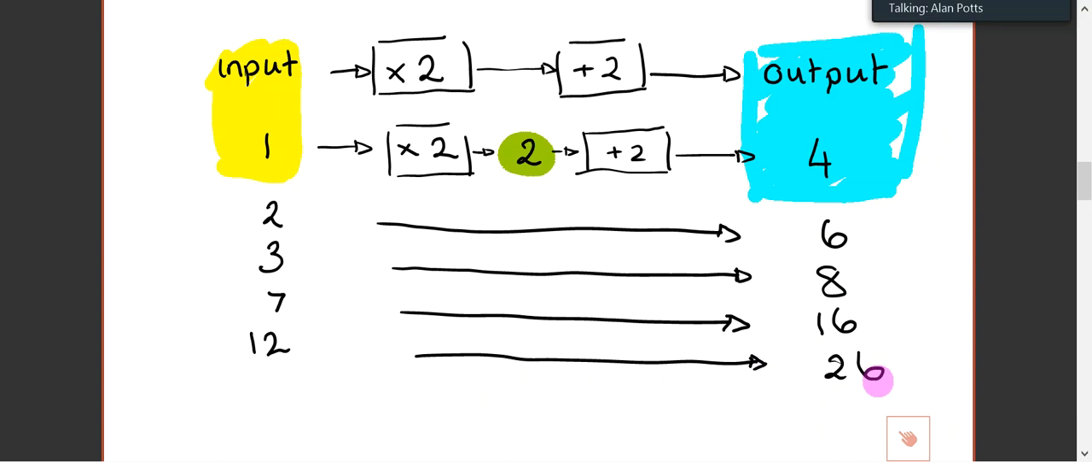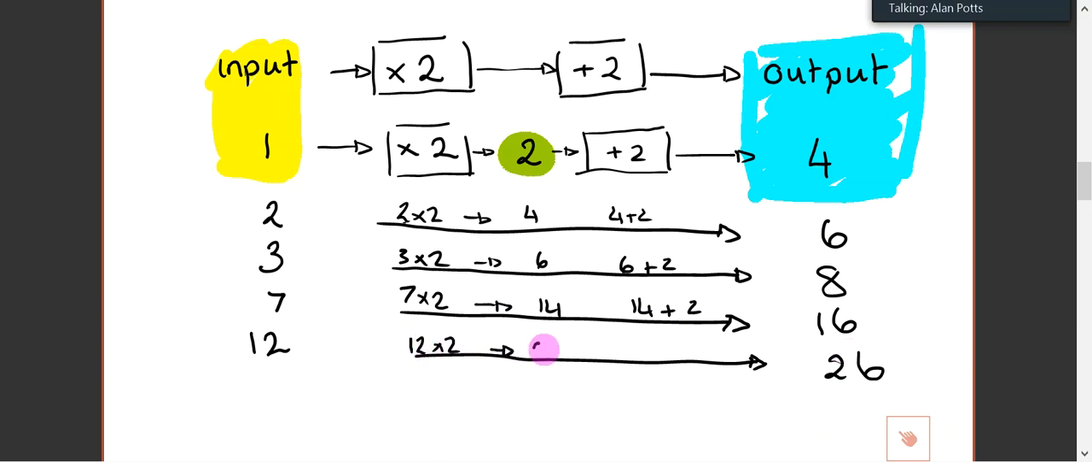Now we did that very quickly, and I'm very aware of that. I've got people shouting in my ear telling me the correct answers. Is there anyone not quite sure where those outputs have come from? 2 times 2 makes 4, then 4 plus 2 makes 6. 3 times 2 makes 6, 6 plus 2 makes 8. 7 times 2 makes 14, 14 plus 2 makes 16. 12 times 2 is 24, 24 plus 2 makes 26.